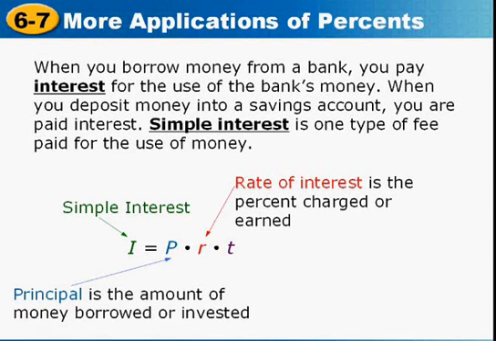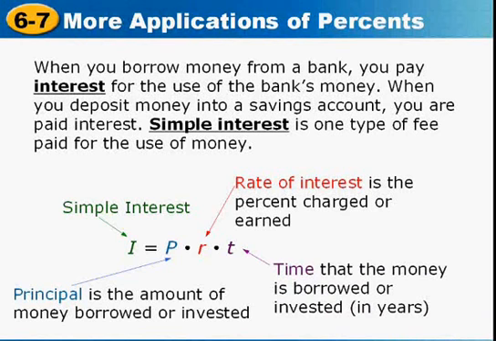Just remember that. T is time that the money is borrowed. This is always in years. Always. If they say that you borrowed for 2 months, you better write 2 out of 12, because 12 is the number of months in a year. Okay? So 2 out of 12 would be years. You've got to write it in years.